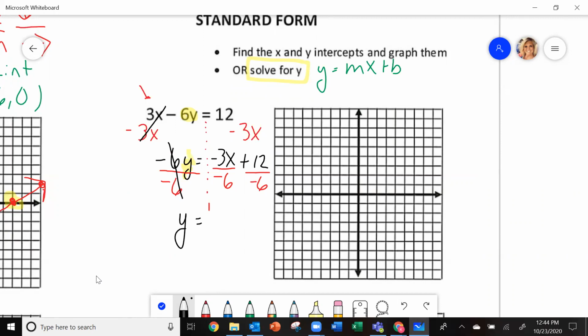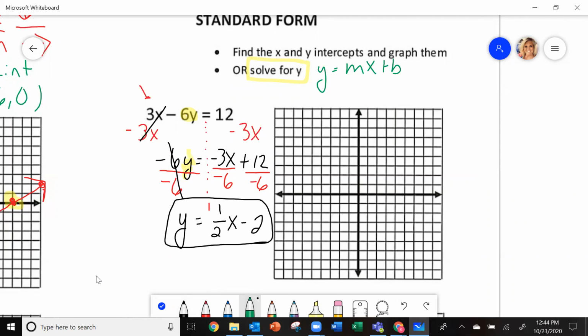The biggest mistake is people tell me that it is 2. It is not 2. This is a fraction. The bottom is bigger. It is 1/2 x. Now 12 divided by negative 6, that is negative 2. Here is the equation that we need to graph.